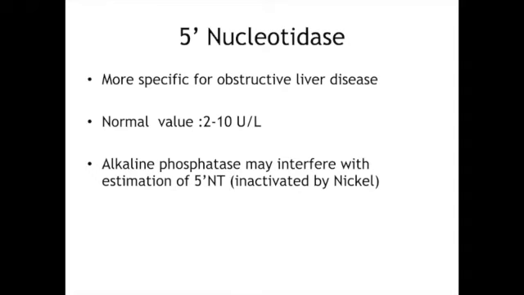5-nucleotidase is another enzyme which is more specific for obstructive liver disease. And alkaline phosphatase, actually, if there is very high alkaline phosphatase, it can actually interfere with estimation of 5-nucleotidase. So if a patient is having jaundice, elevated bilirubin and elevated alkaline phosphatase, we need not test 5-nucleotidase or gamma GT. But if the patient has normal bilirubin, then if there is elevation, you have to check other enzymes to look for the source of elevated alkaline phosphatase.